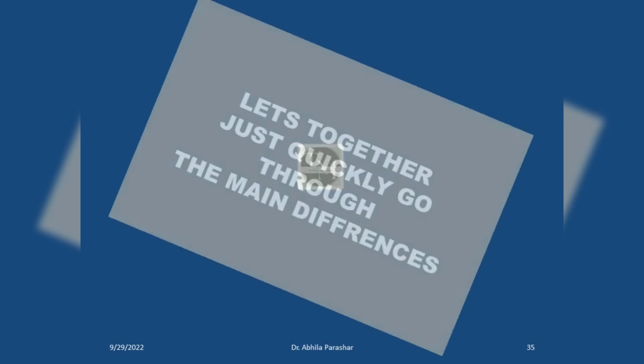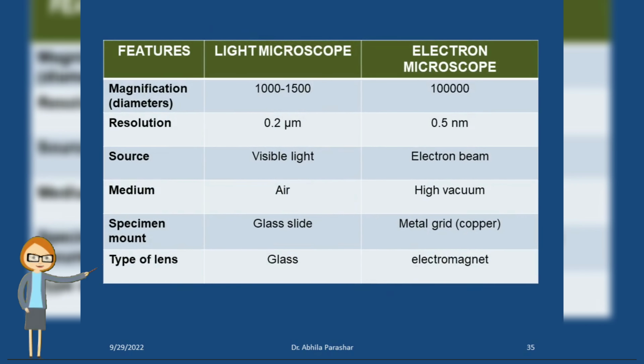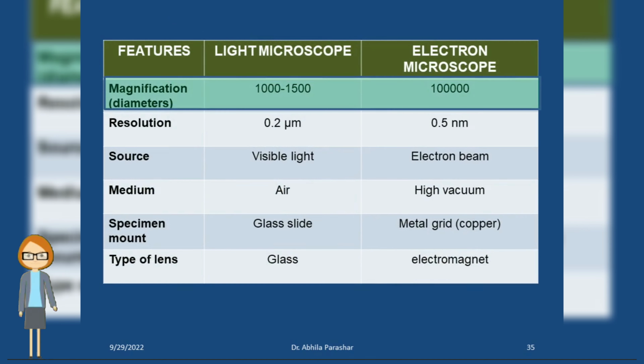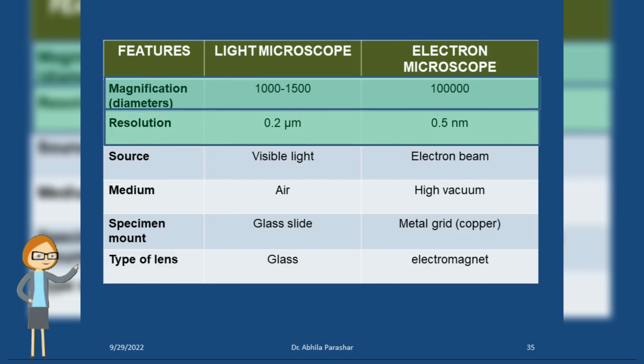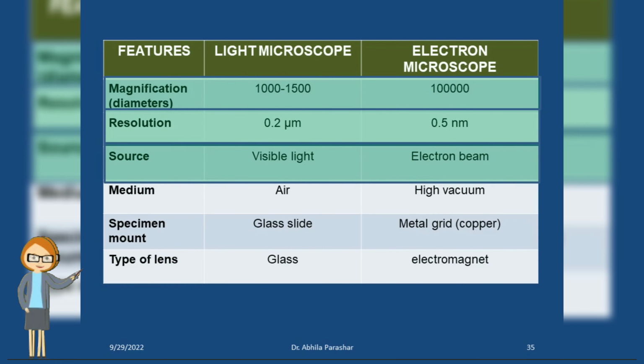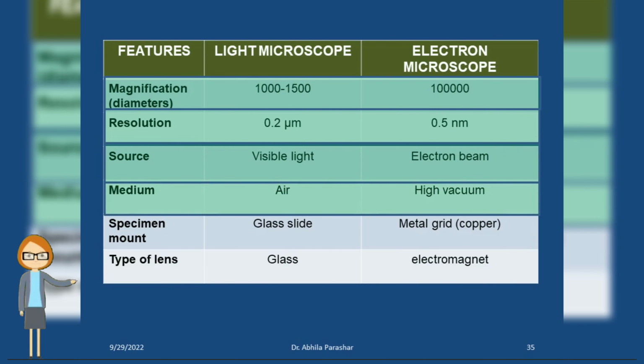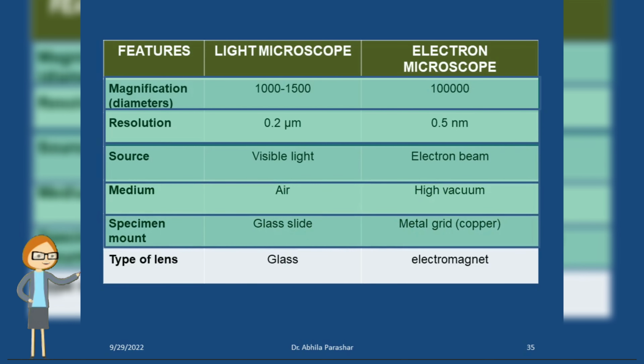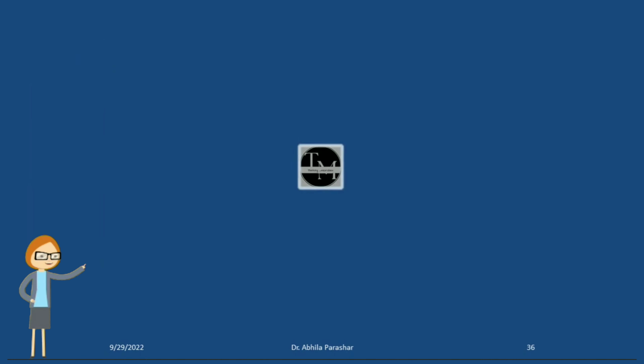Now let's together just quickly go through the differences between the light microscope and the electron microscope. Here the magnification power of the electron microscope is 1 lakh times greater, and resolution is definitely better because it is in nanometers. The source is an electron beam instead of visible light, and the medium is high vacuum, not air. The specimen mount could be on a metal grid, and electromagnets are used. So these were the main questions that arise in the context of microscopes.